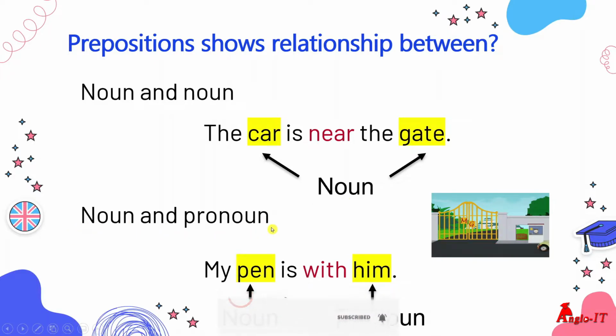Next, noun and pronoun. Here pen is the noun, him is the pronoun, with is the preposition making the relationship between this noun and this pronoun.